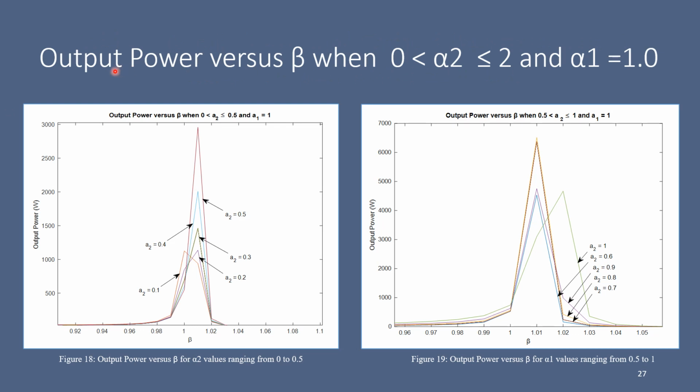This slide shows output power versus beta when alpha 2 is from 0 to 2 and alpha 1 is equal to 1. The first figure shows that the power increases from 0.1 to 0.5, and in the second figure the power increases from 0.6 to 0.8 and it starts decreasing from 0.8 to 1.